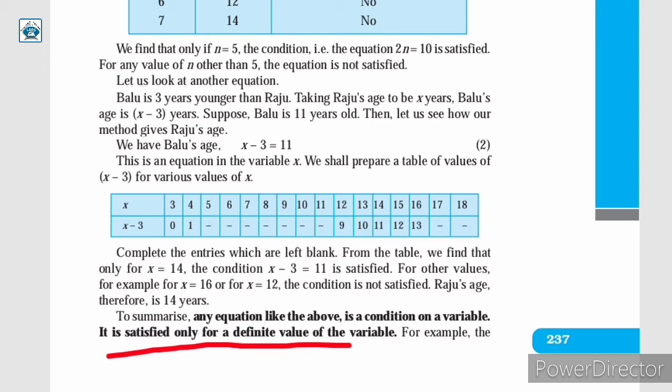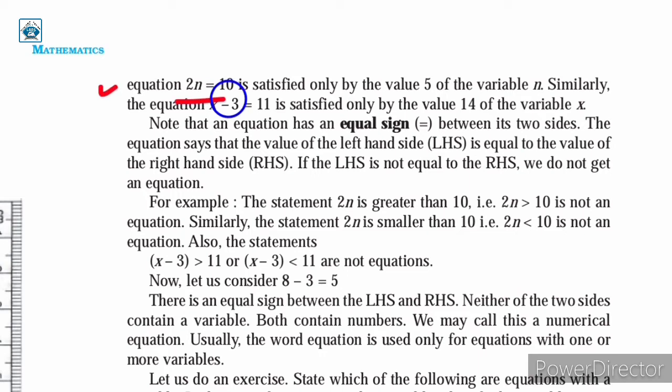For example, here the equation 2n is equal to 10 is satisfied only by the value 5 of the variable n. In the similar manner, x minus 3 is equal to 11 is only satisfied for the value of x is equal to 14. यानी कि जब variable x की value 14 हम लोग इस equation में put करेंगे, then it is satisfied. Note that an equation has an equal sign between its two sides.